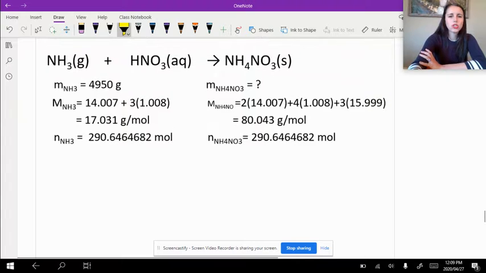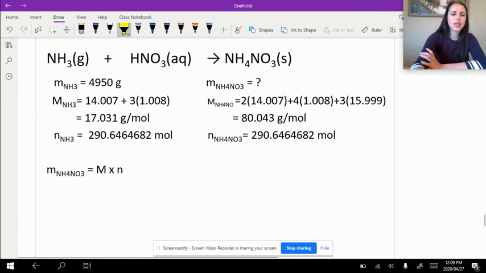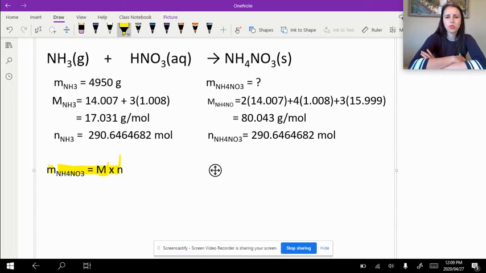So this is the information that we have now. Our whole end goal is we want to find the mass of ammonium nitrate. In order to do that, we need the number of moles, which we just calculated, and we need the molar mass, which we've calculated at the beginning. So to find this, we are going to take our molar mass and multiply by the number of moles. We have both of those values.